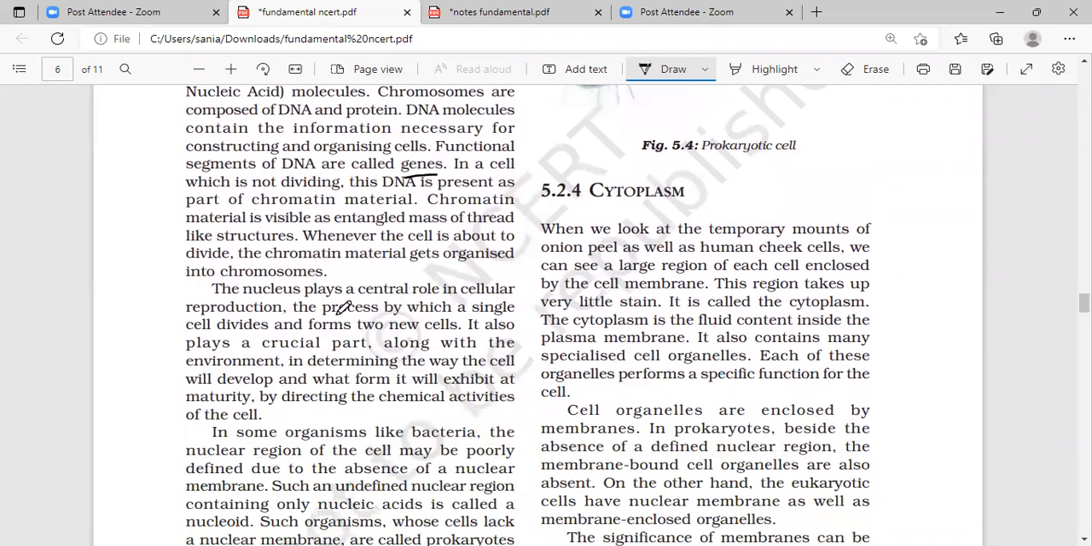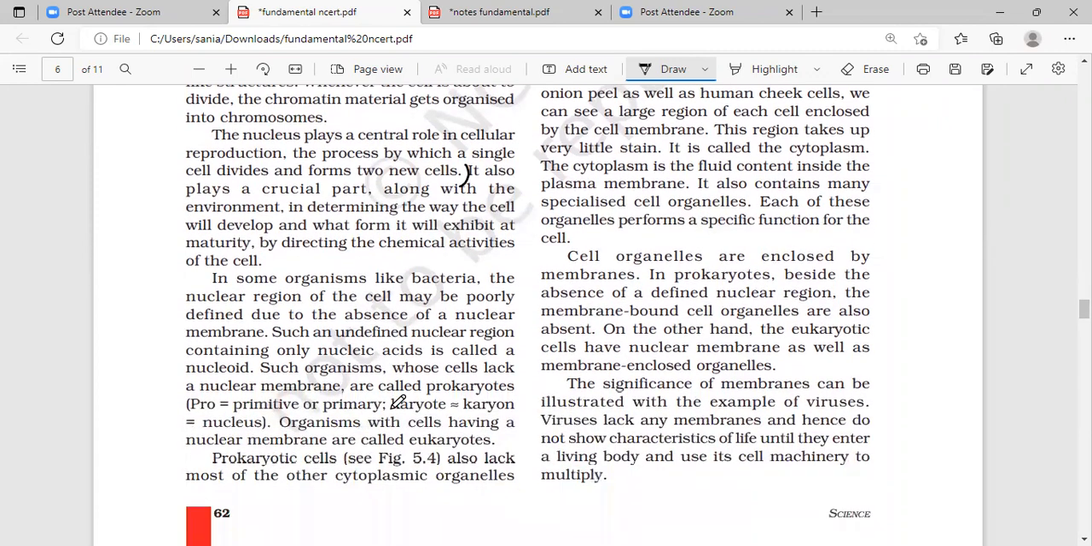The nucleus plays a central role in cellular reproduction, the process by which a single cell divides and forms two new cells. It also plays a crucial part, along with the environment, in determining the way the cell will develop and what form it will exist in at maturity, by directing the chemical activities of the cell.